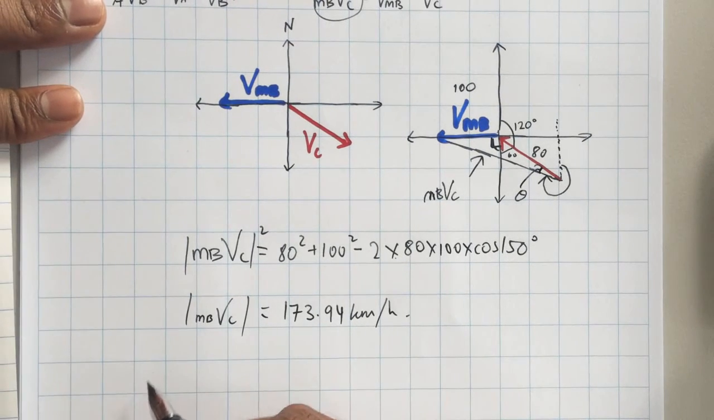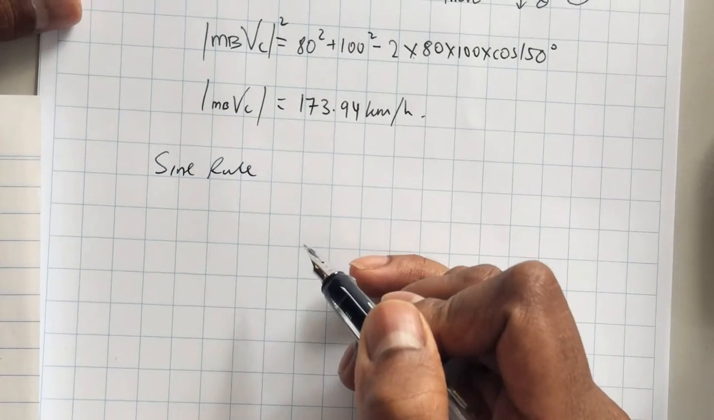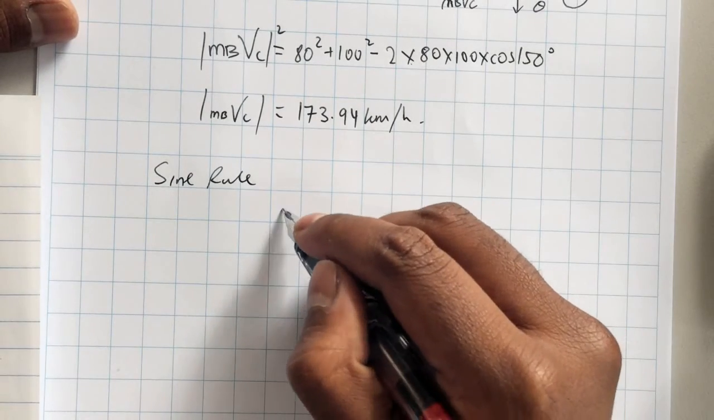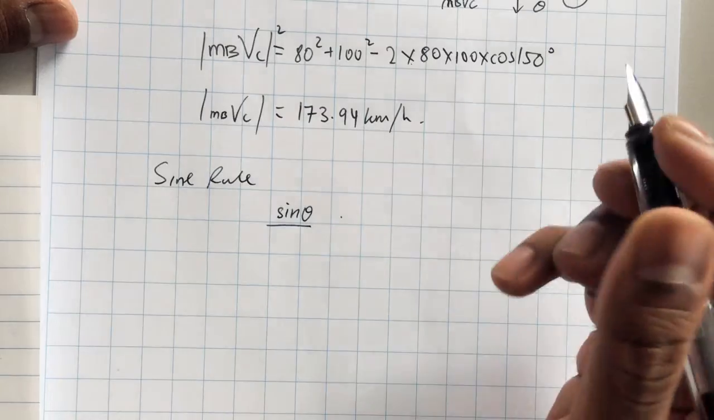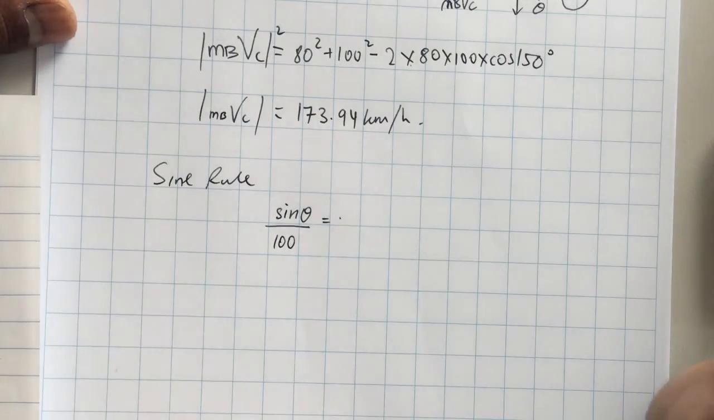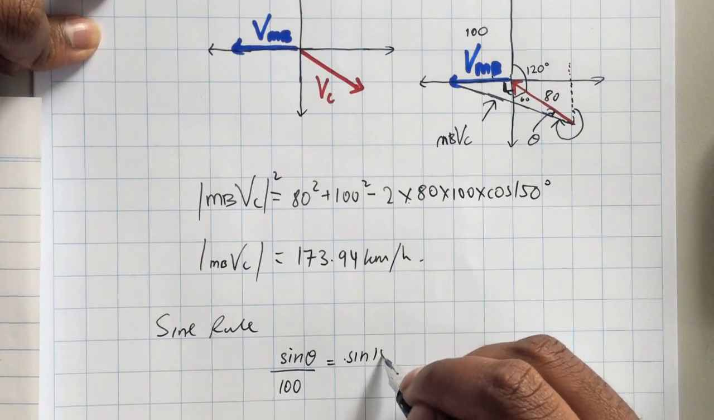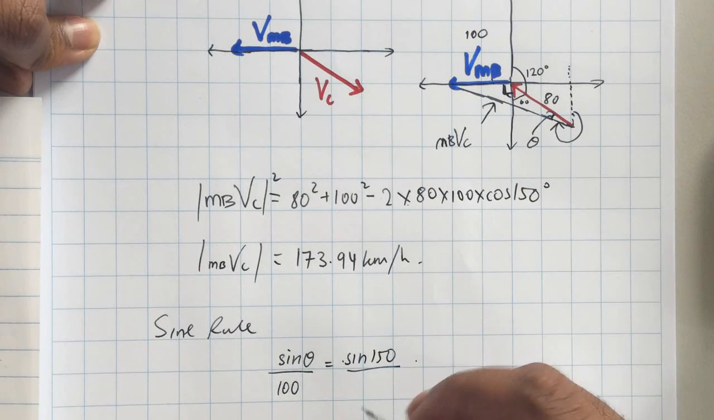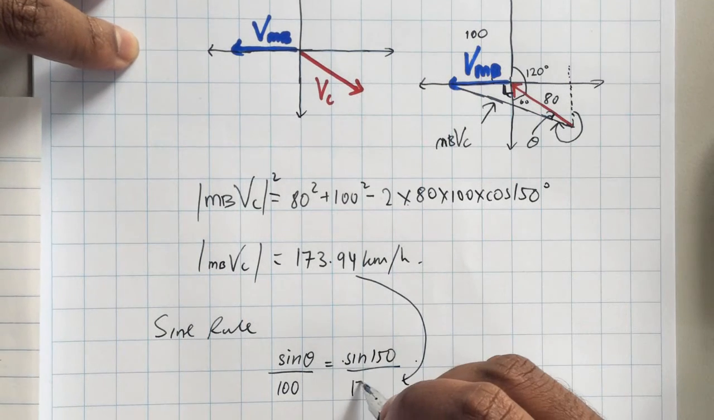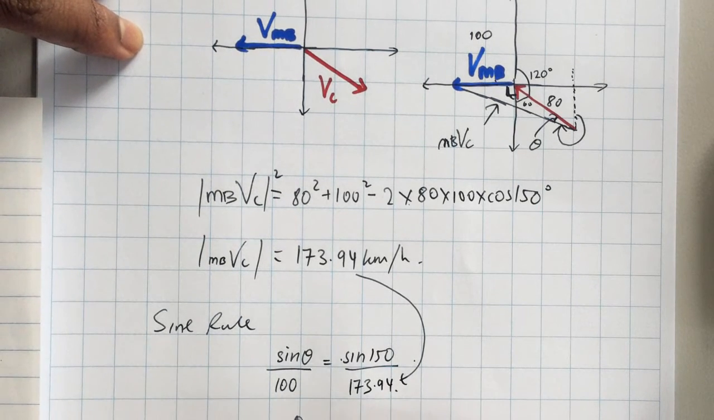So I can use the sine rule. I can say, well, I've got sine theta over 100. That's going to equal, so over 100, that's this blue guy there, that's 100 there, equals sine 150 over our newly found value of 173.94. Alright, pop it in the class pad, you get theta as 16.7 degrees.